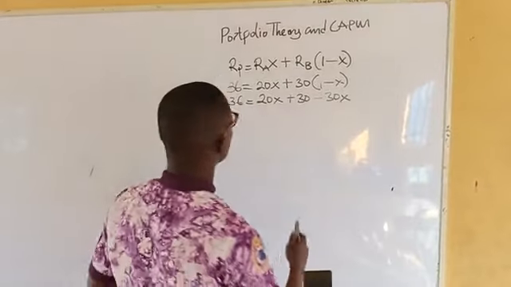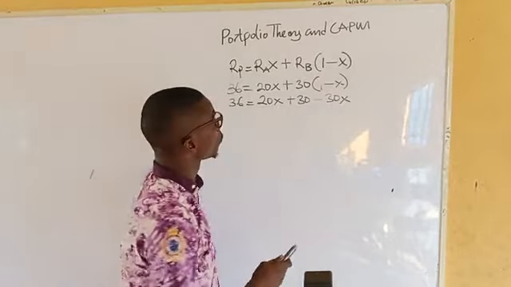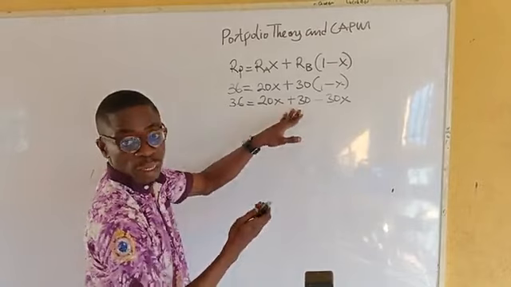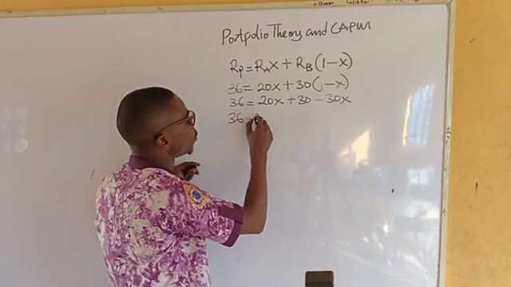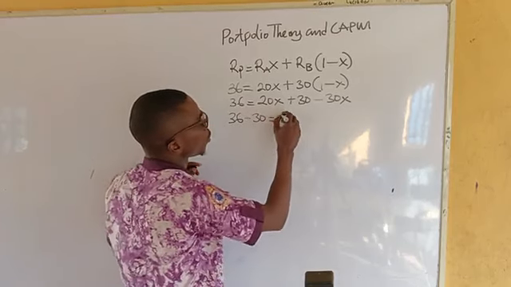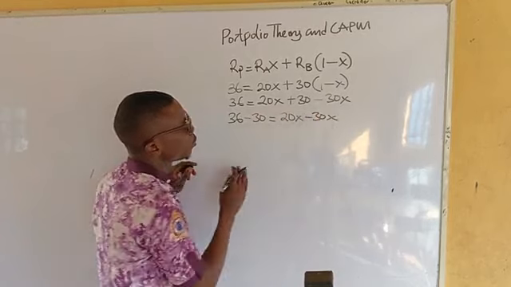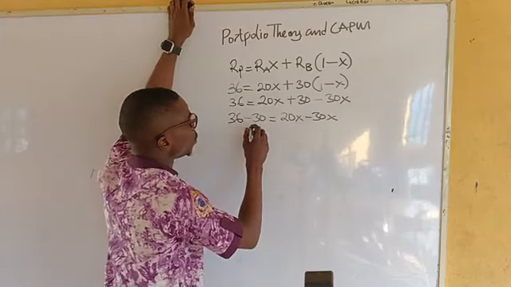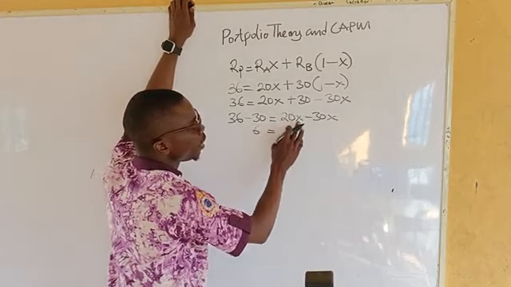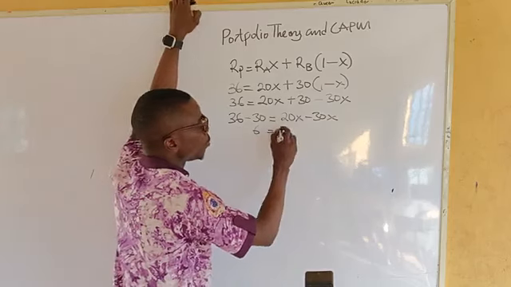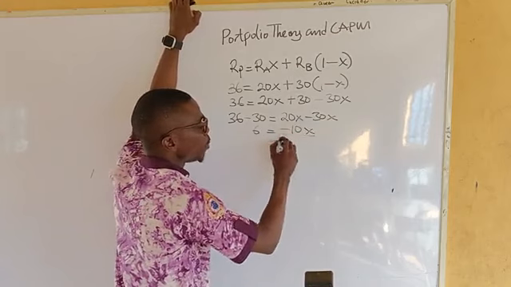I understand. So now let's find the like terms. We have 36 here, we have 30 here. So 36 minus 30 equals 20x minus 30x. So 36 minus 30 will give us what? 6, right? 20x minus 30x will give us what? Minus 10x. So divide both sides by minus 10.